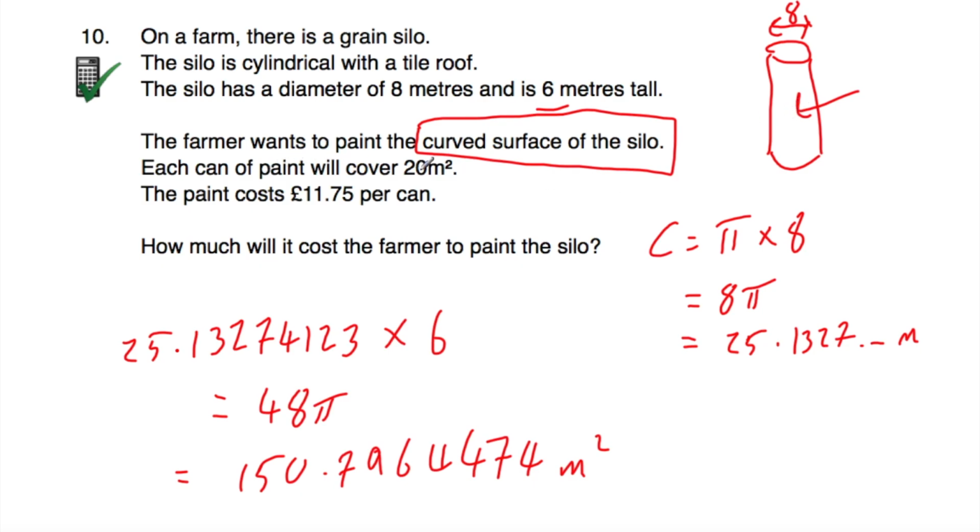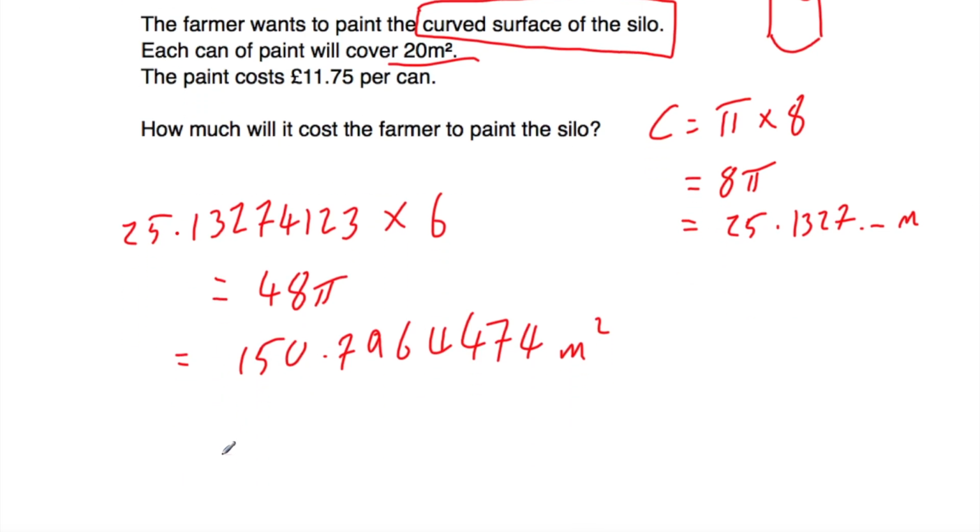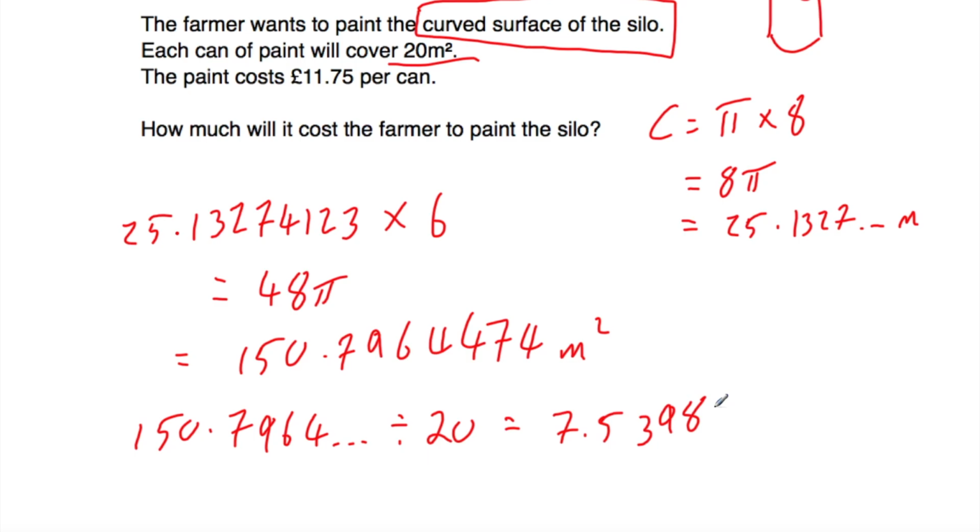Now, each can of paint covers 20 square meters. So in terms of how many cans we'd need, if we divide the total area by 20, that'll tell us how many cans we need. Well, it tells us how many exact cans we need, we can't actually buy that number, but we'll come back to that in a minute. So if we take the 150.7964 and so on, and divide that by 20, the coverage of one can of paint, we would need exactly 7.53982 and so on cans of paint.